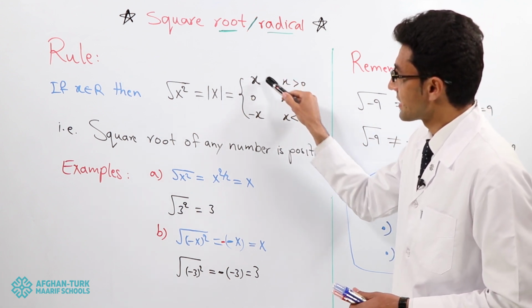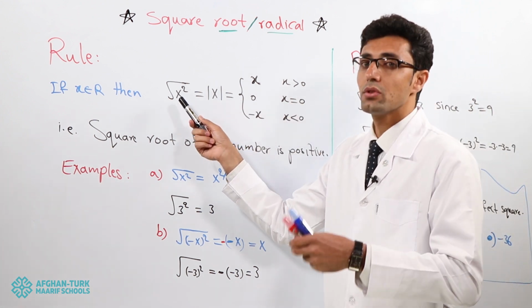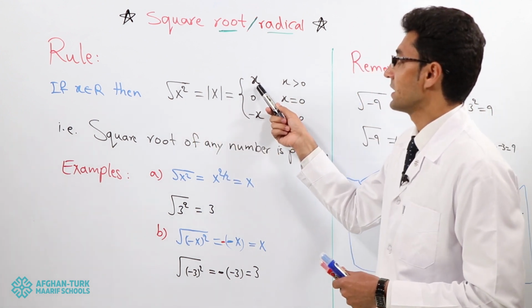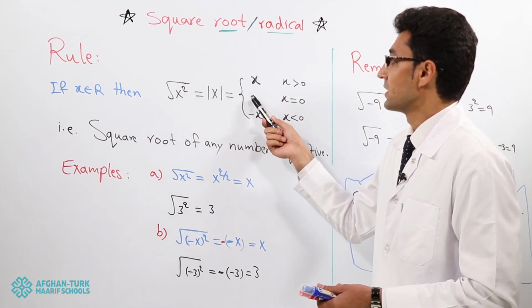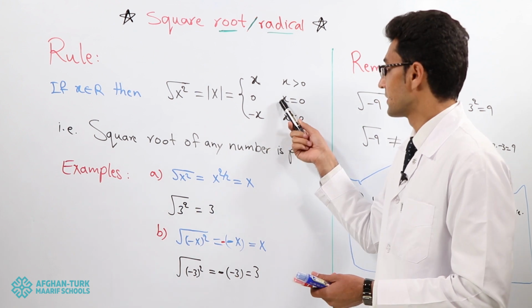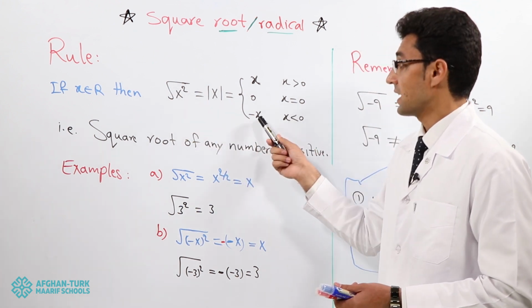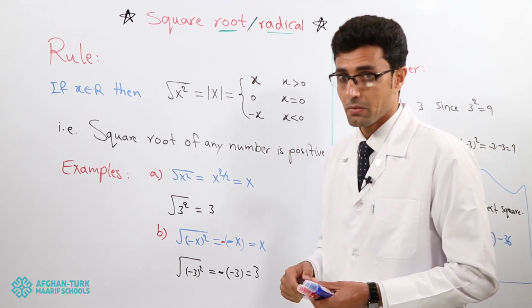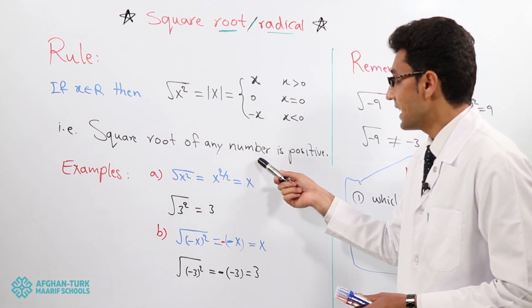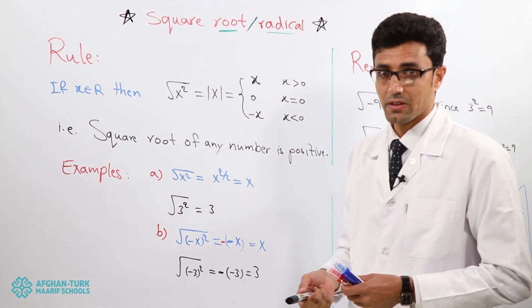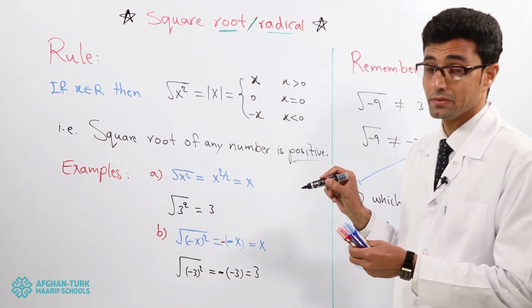The answer is x if x is greater than 0. If x is 2, 3, or 4, the answer will be a positive number. If x is 0, the answer is again 0. If x is less than 0, at that time we have to multiply by a minus or negative. It means a square root of any number is positive. A square root of any number is positive, remember.